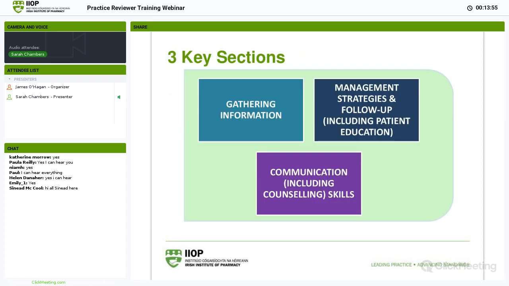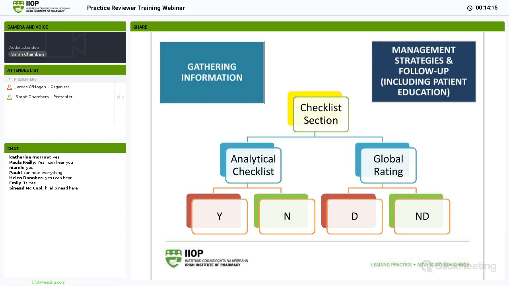So there's 3 key sections. The 3 core competencies that are looked at in the SPIs are gathering information, management strategies, follow-up to include patient education, and communication, including counselling skills. So that's the scope of the SPIs. They're the 3 competencies that are being measured.